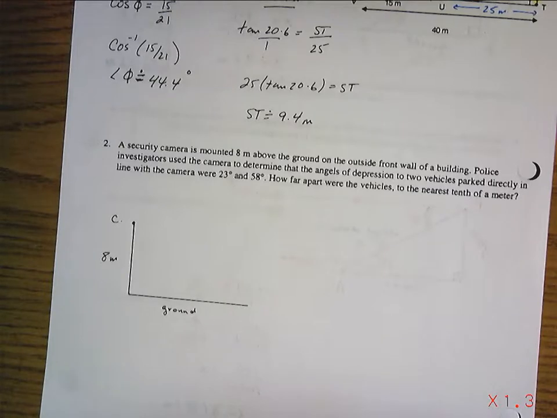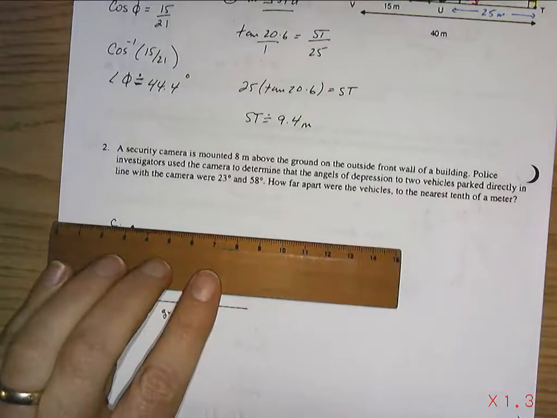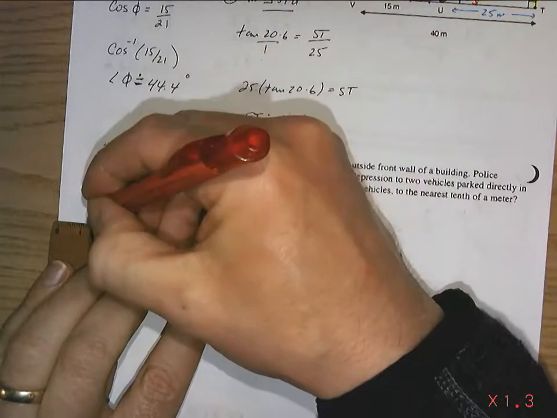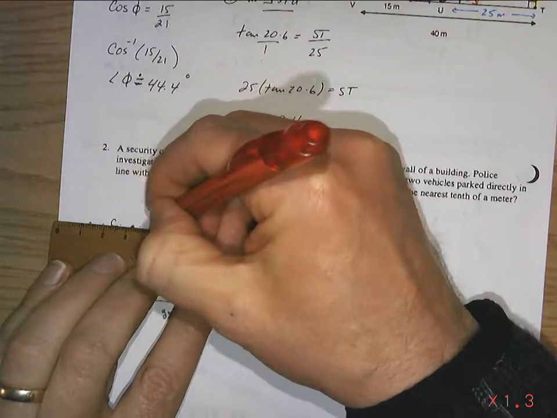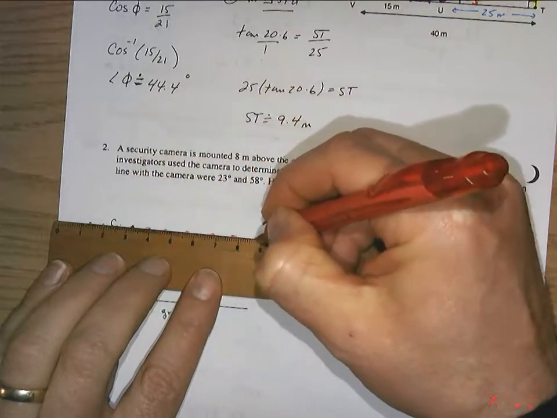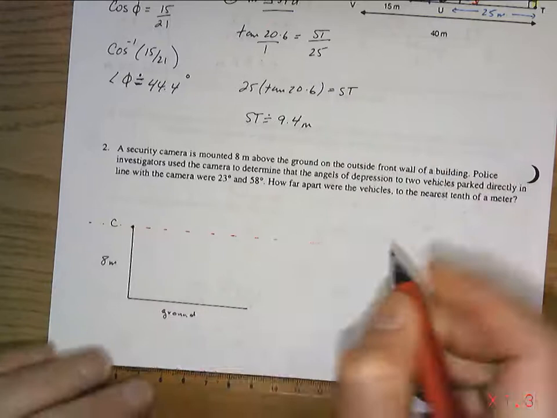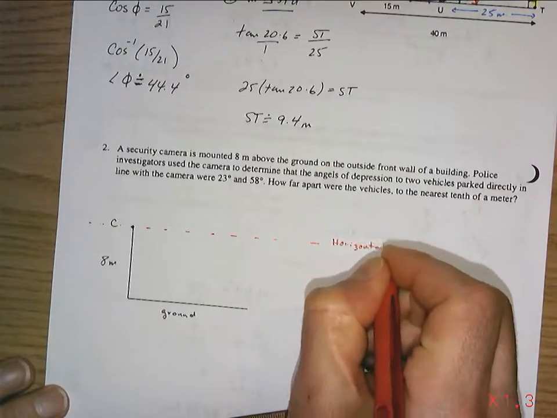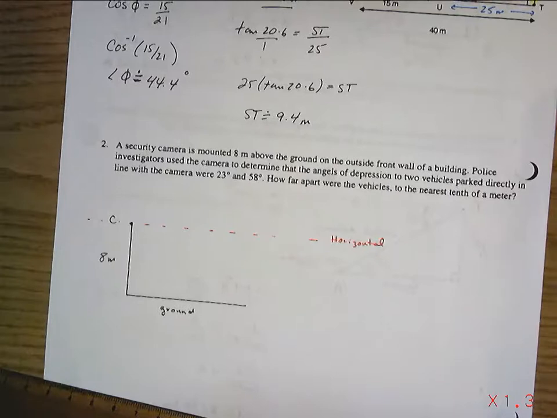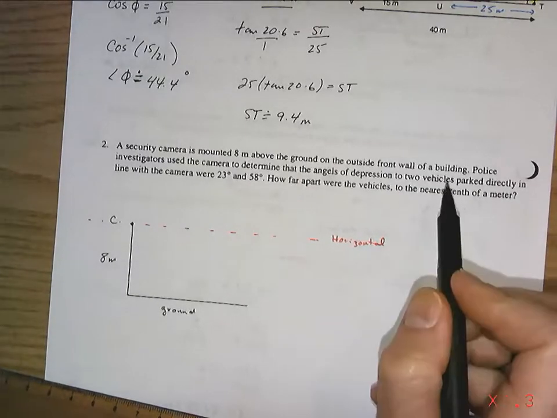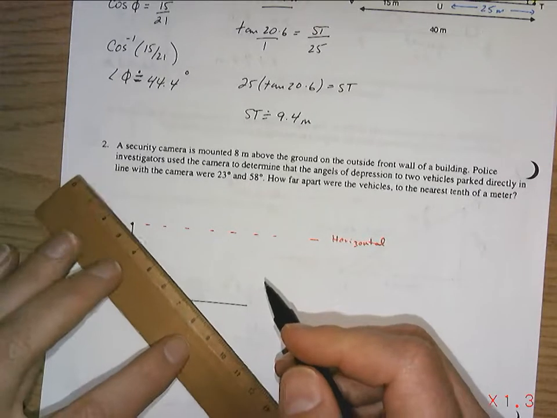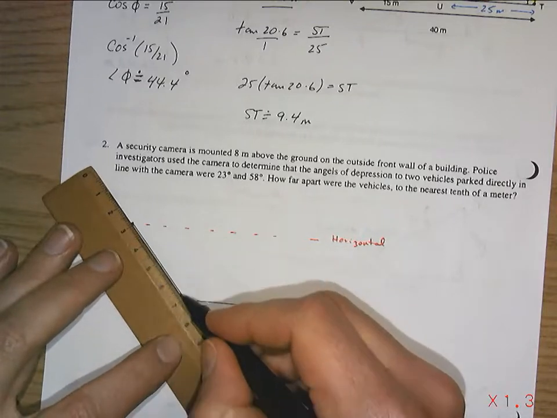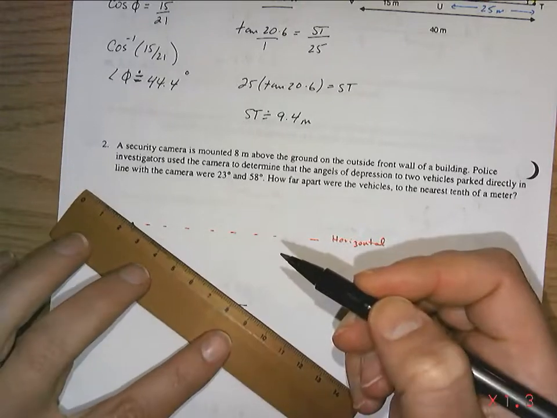So it's an angle of depression. Whenever you have an angle of depression, you have to have a horizontal. That's just part of it. So the horizontal for the camera is going to come across here. So this is our horizontal. And the angles of depression are going to come down to the cars that are apparently directly in line with the camera. So we'll come down to our first vehicle, and we'll come down to our second vehicle.